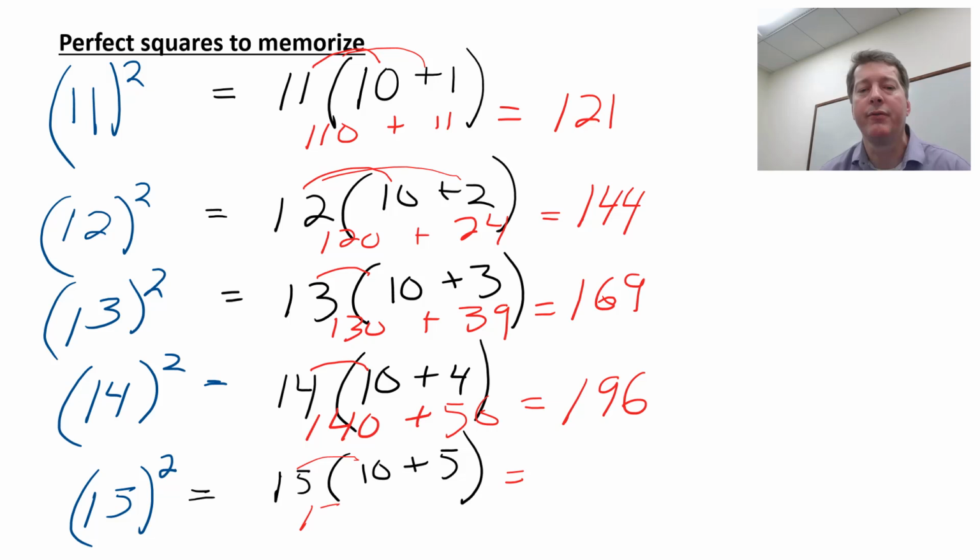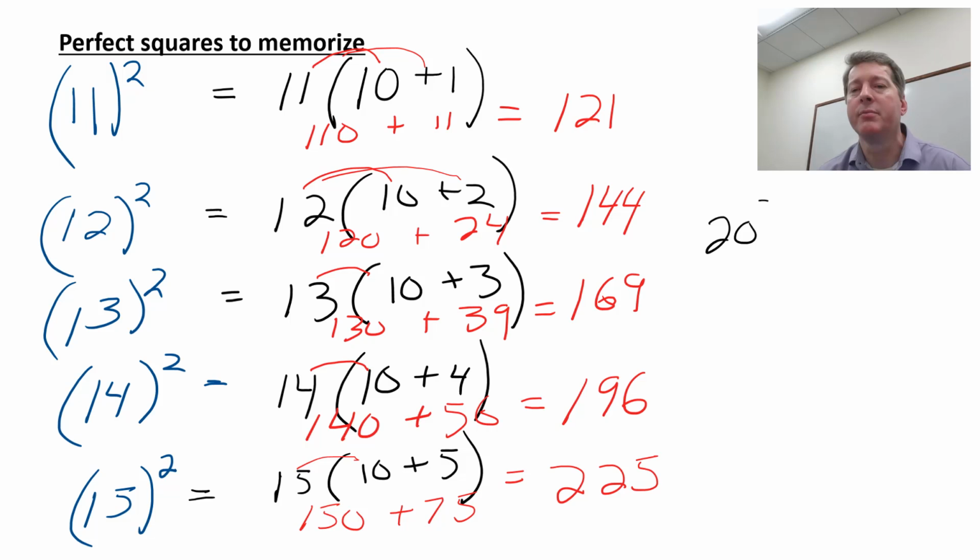And then 15 squared, a little bit easier. 15 times 10 is 150, plus 15 times 5 is 75, so that is 225. 15 squared is 225. So these are good to memorize for standardized tests. And then 20 squared is good to memorize. That happens to be 400. So those are some perfect squares you want to memorize.